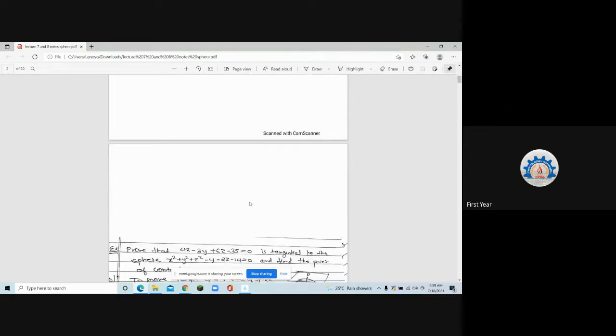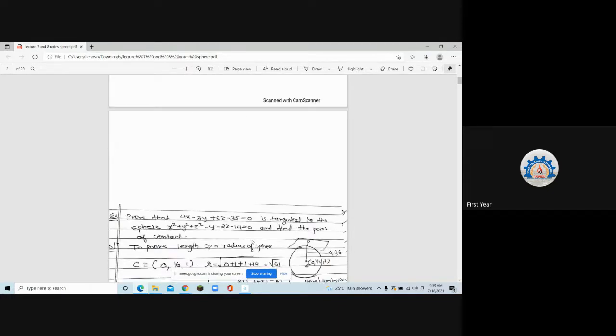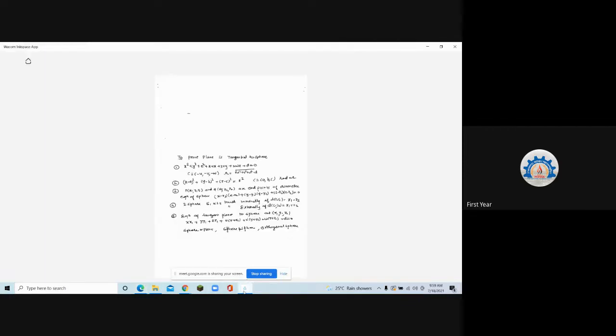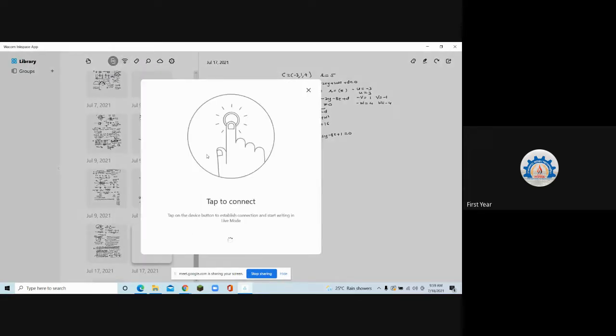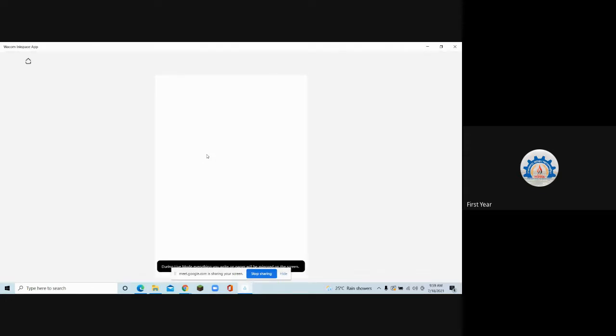Okay, so take down the question: prove that 4x minus 3y plus 6z minus 35 is equal to 0 is tangential to the sphere. Can you see the question? So you are given the plane, you are given the sphere, and you are asked to find the point of contact. तो सबसे पहले आप क्या करोगे? I'll just write down. So the equation of plane is 4x minus 3y plus 6z minus 35 is equal to 0.